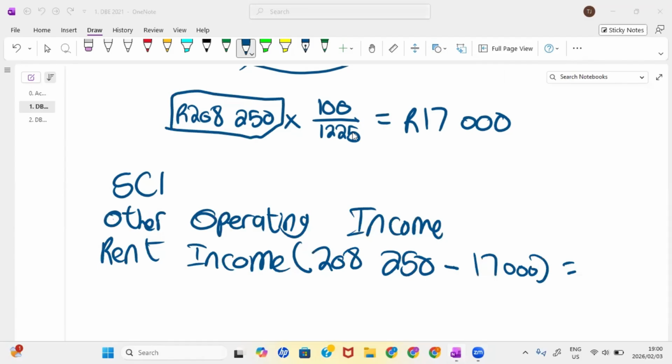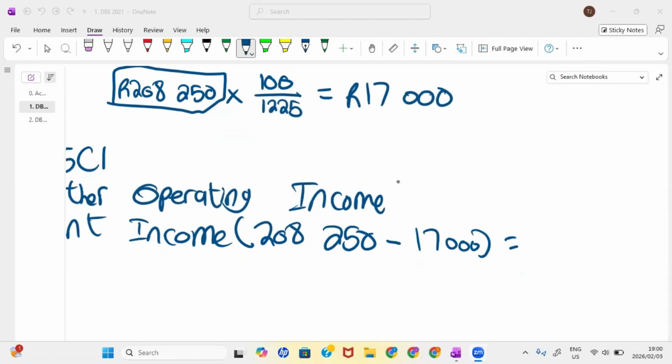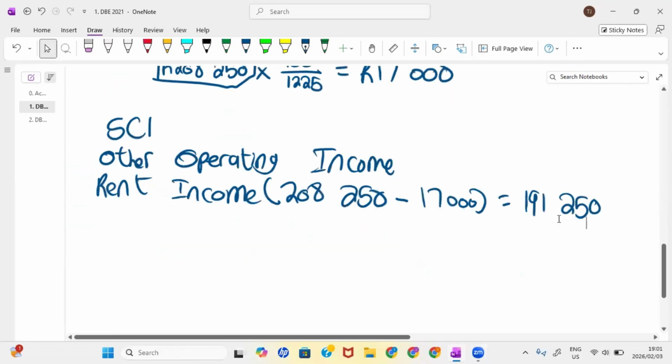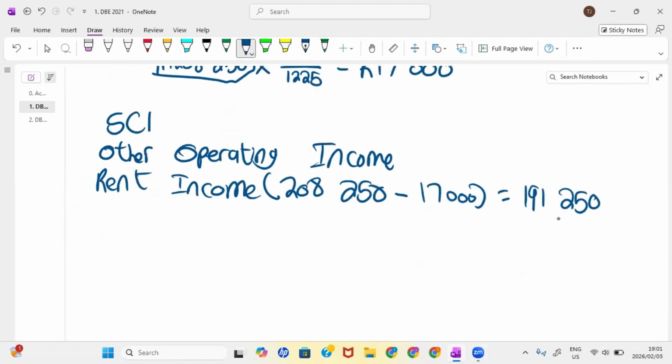208,250 minus 17,000 rands. I see 191,250. Are we all getting the same? Let's confirm, guys. Okay. We are getting the 191,250. Yeah? So here we go. 191,250. This is what's going to our financial year with regards to the statement of comprehensive income.